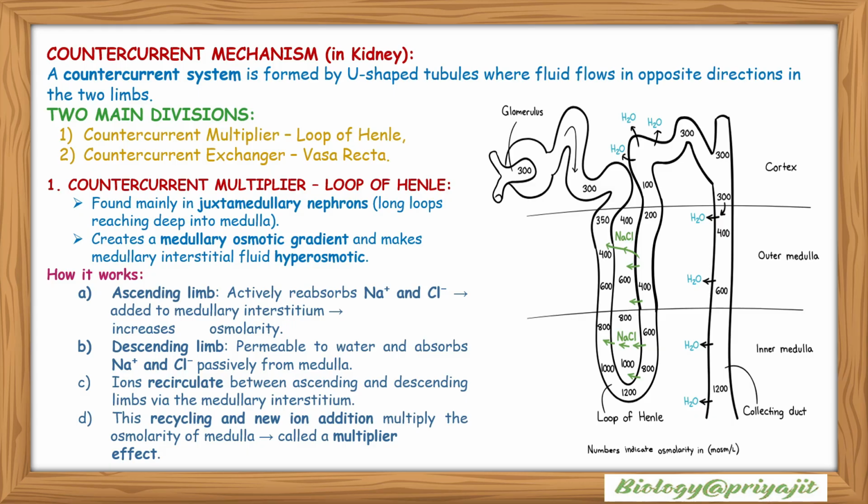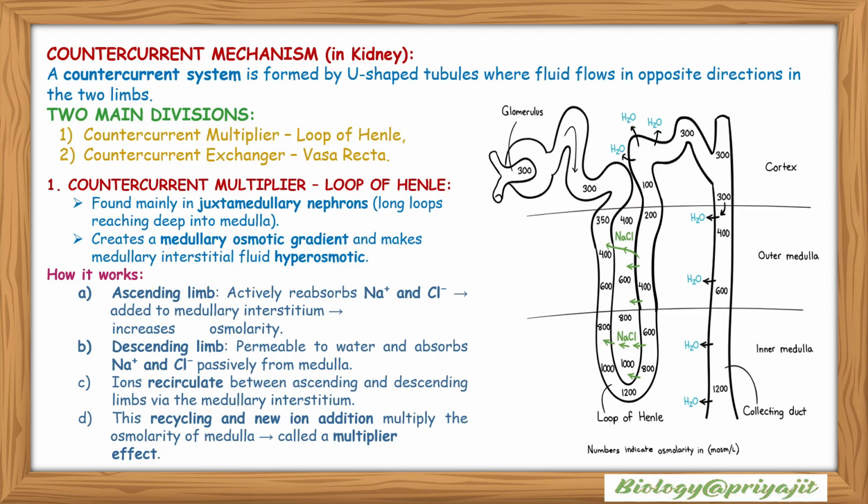The first one, that is countercurrent multiplier, is the loop of Henle. This is the diagram showing it is found mainly in juxtamedullary nephrons. The long loops reach deep into the medulla and create a medullary osmotic gradient to make medullary interstitial fluid hyperosmotic. But how does this countercurrent multiplier work?